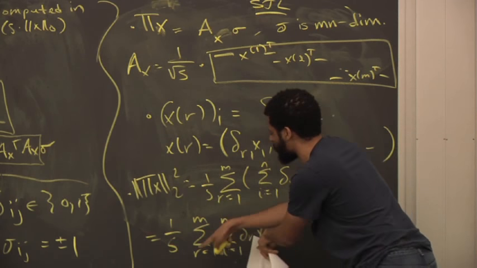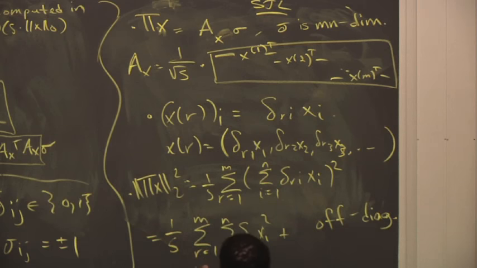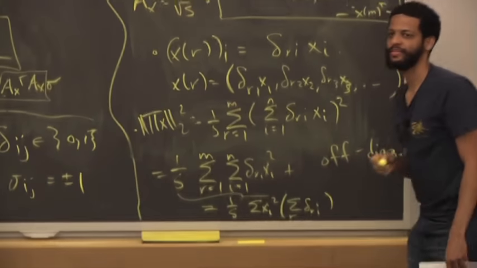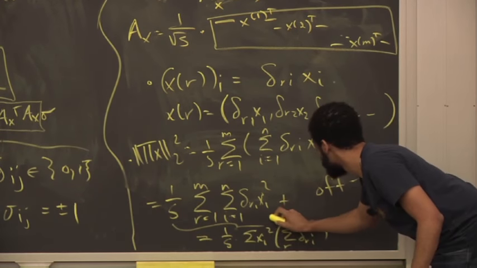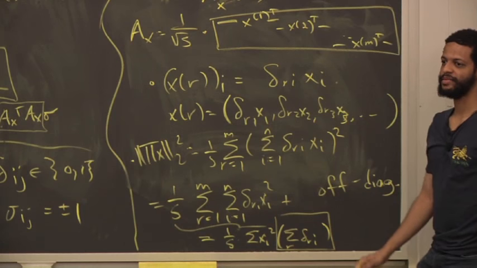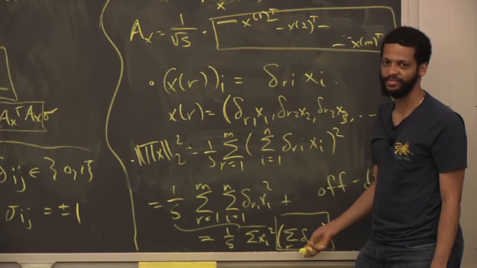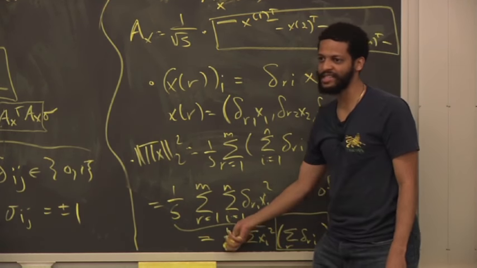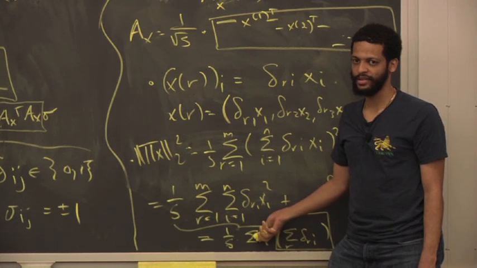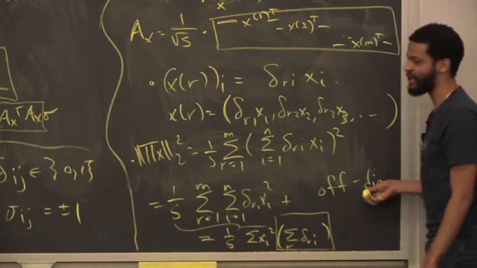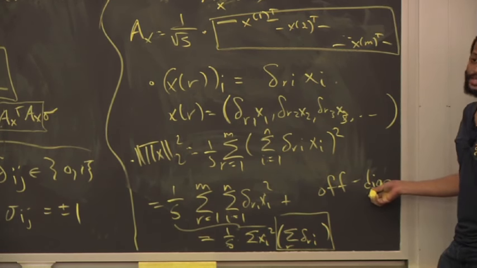But if you just reverse the order of summation here, this part is equal to 1 over s times the sum of x_i squared times the sum over r of delta_ri. What's this? It's s, right? It's how many non-zeros are in the ith column. The s cancels that 1 over s, and you're left with the L2 norm squared. So the L2 norm squared of pi x is exactly what you want it to be, plus some off-diagonal error term. And really, what you have to show is that this term is small.